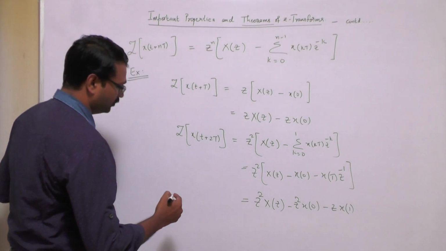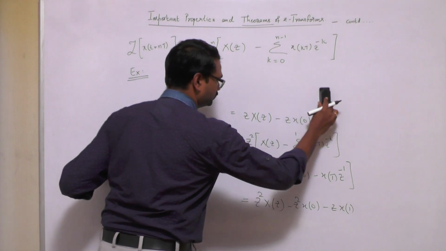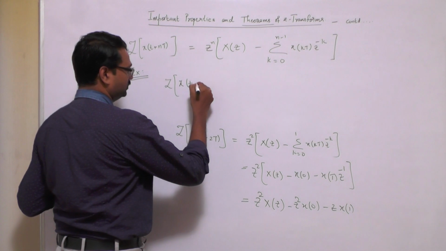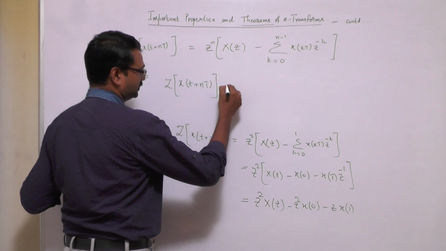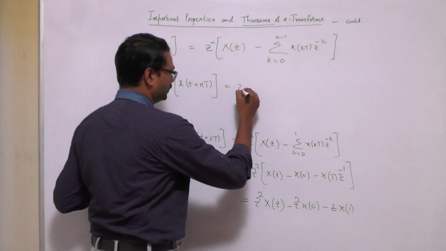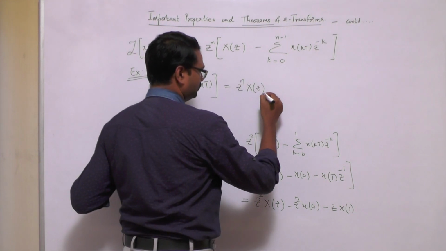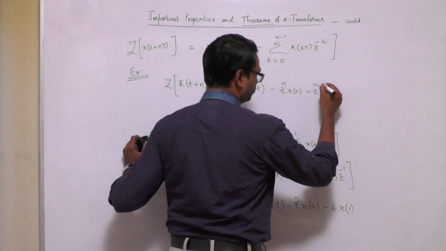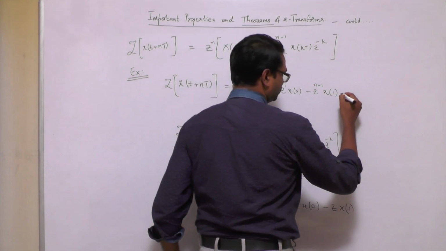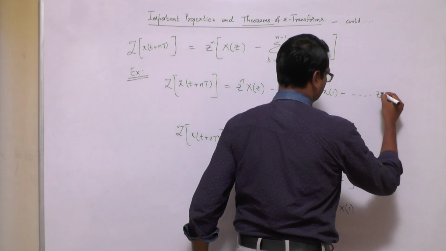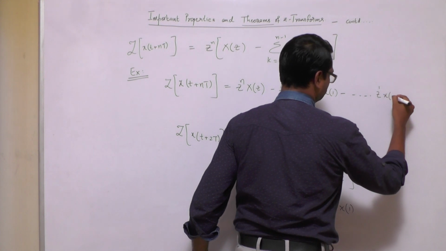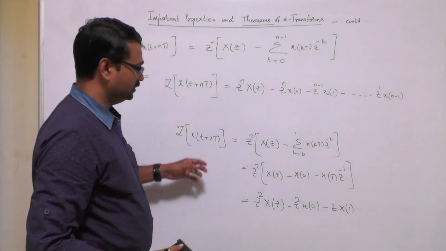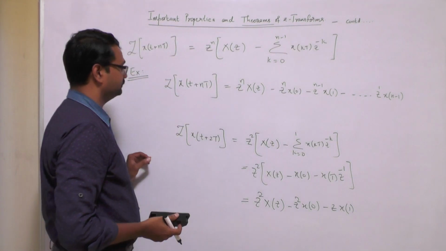That is how we can, after looking into this, generalize any statement. Generalizing x(t+nT), you can write z^n X(z) minus z^n x(0) minus z^(n-1) x(1) minus so on, z^1 x(n-1). Right, so you have this statement until this point.